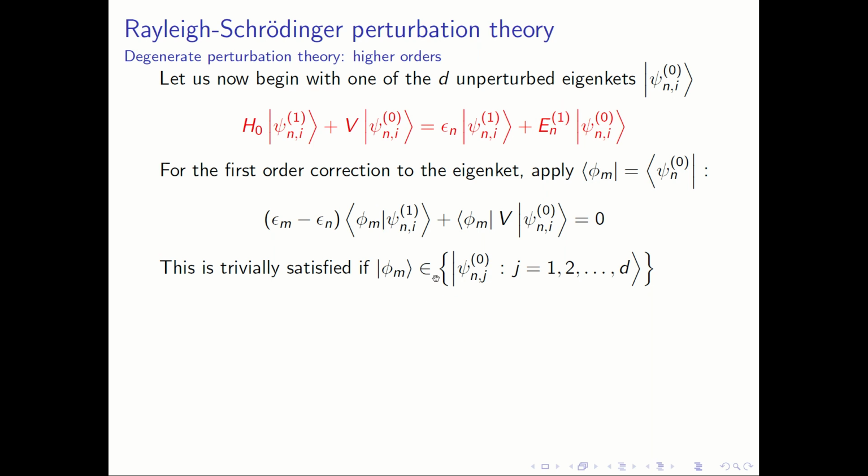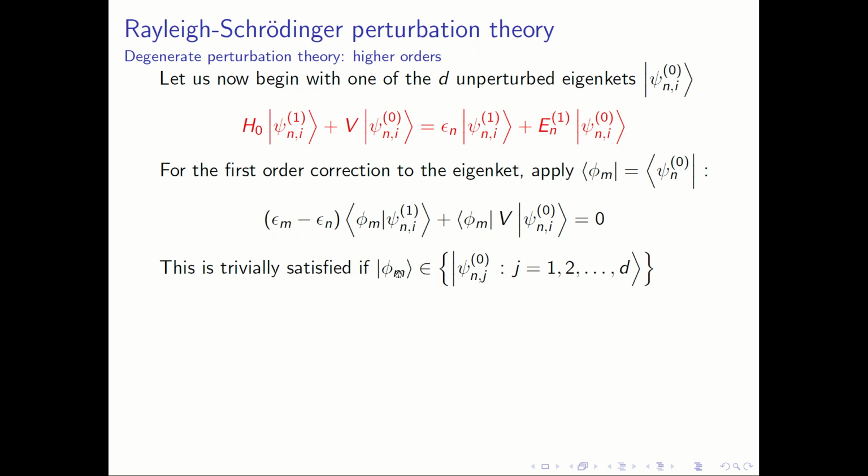It could be, phi m could be psi n0 j, but with j equals 1, 2 and in fact not d. D is not I is ruled out by what I said right now, but it could be any one of the other d minus 1 eigenvectors you have found out, when I say eigenvectors I mean the 0th order eigenvectors that we have found out, corresponding to the unperturbed energy eigenket epsilon n. Or it could be any of the other eigenkets of H0 belonging to a different energy eigenvalue.